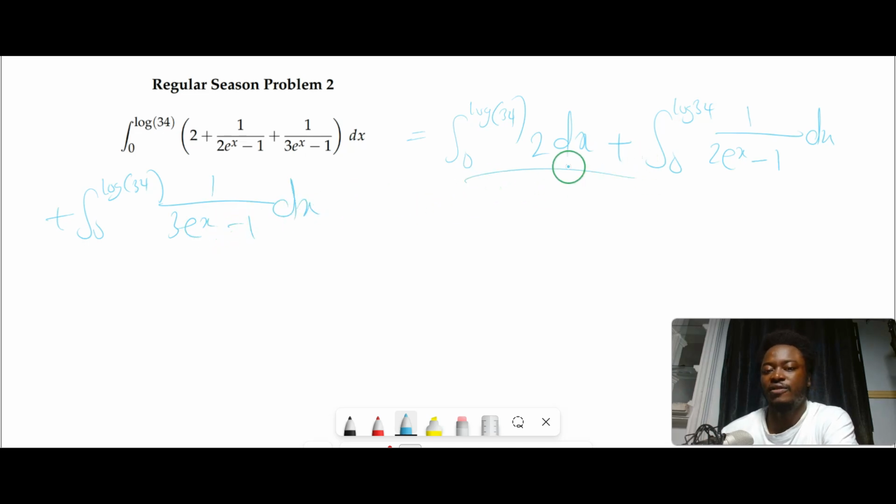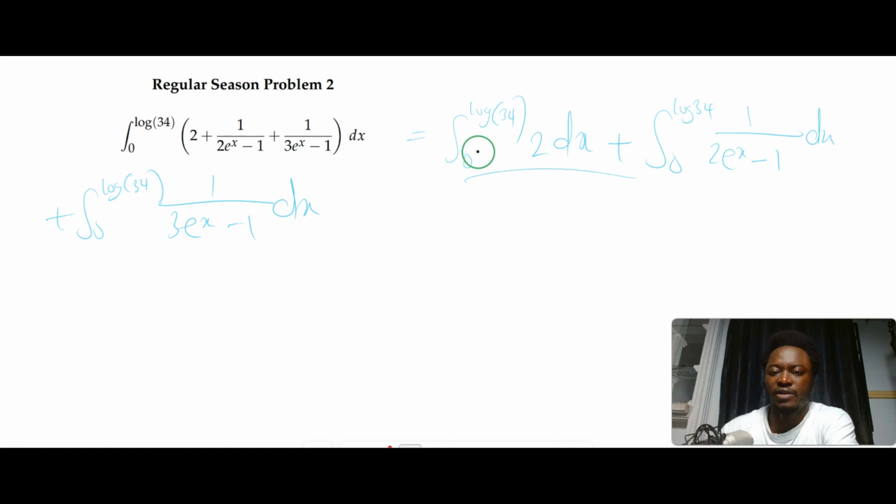Now we're going to start from the first one and see what happens. So for the first integral here, this is basically 2x.